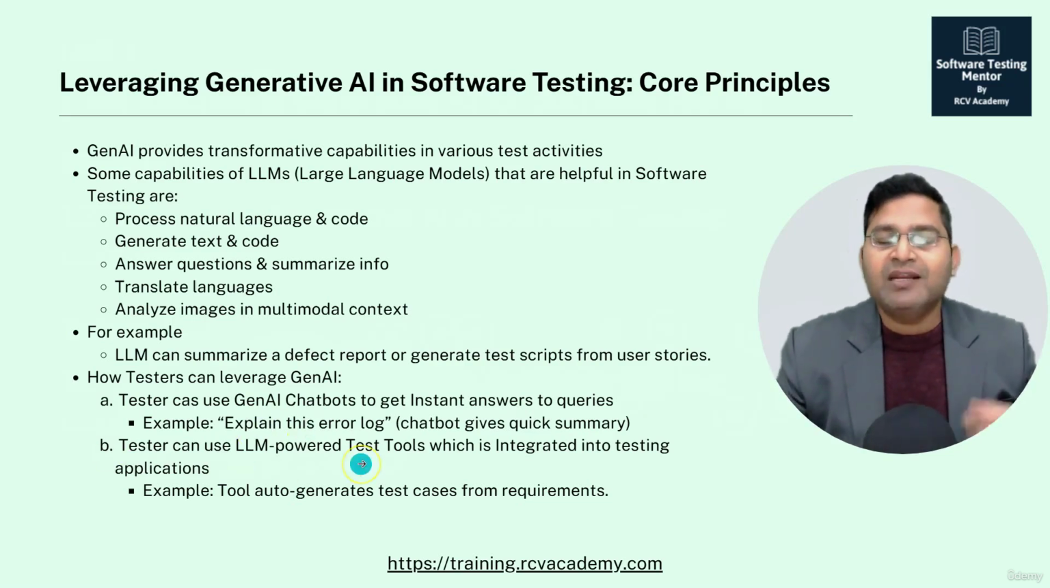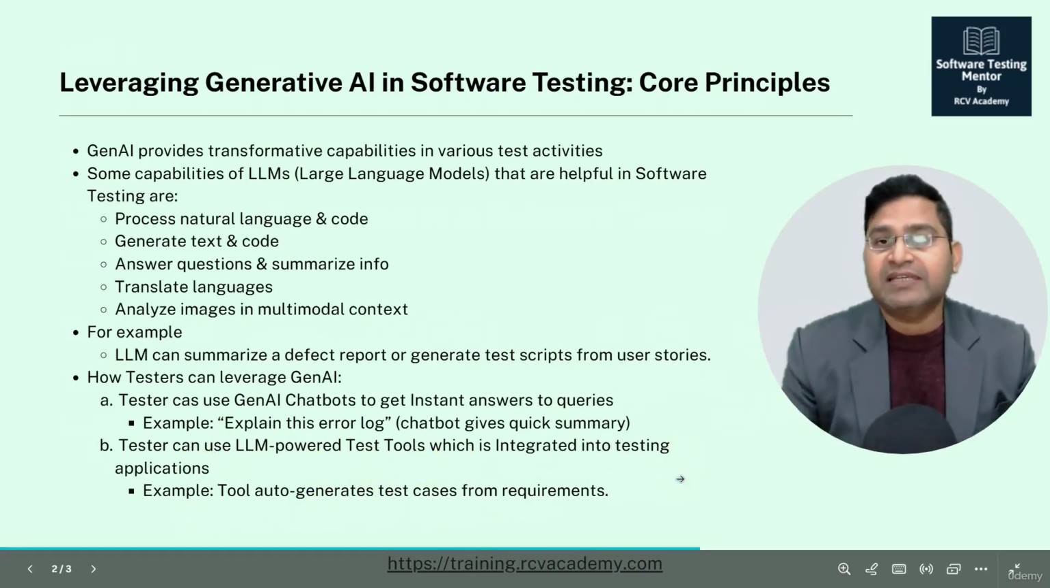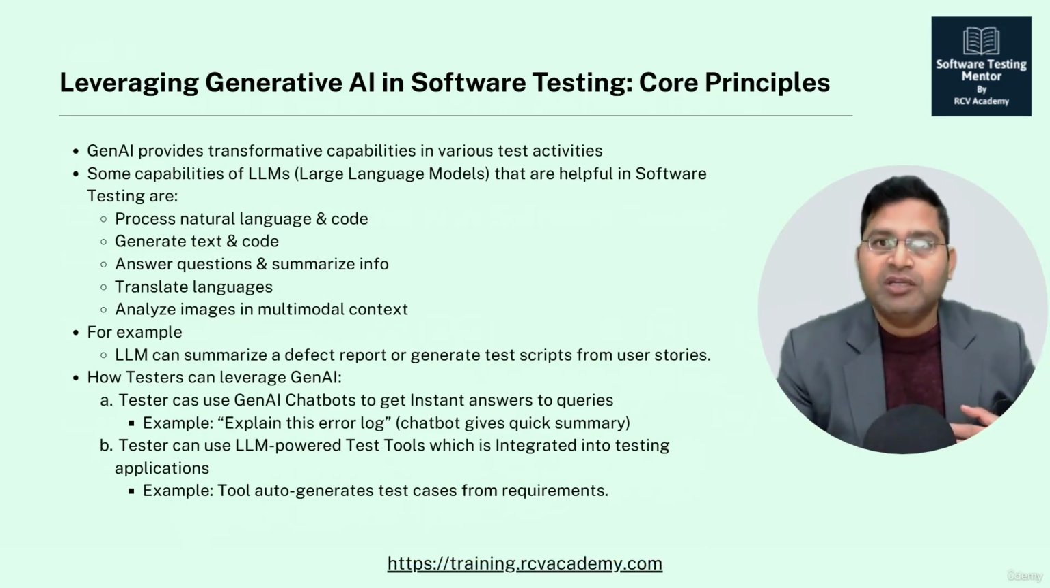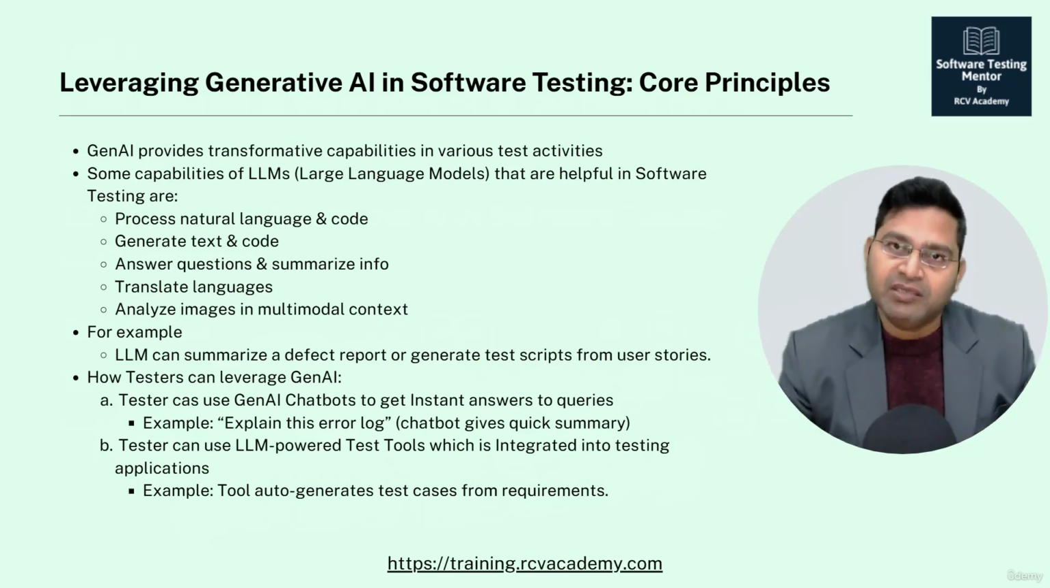Then you can use the LLM powered test tool, which is integrated into testing application. The tool auto generates test cases from the requirement. So if you have integrated the Gen AI model into your tool itself, for example, say Jira is holding your requirement, and within Jira you have some add-on that has the LLM capabilities to look for the requirement and suggest the test cases automatically using the prompt that you type in. Then that's where the Gen AI is really helpful.